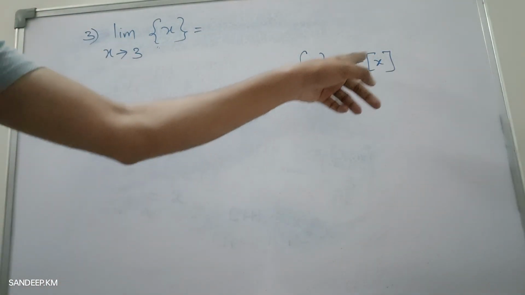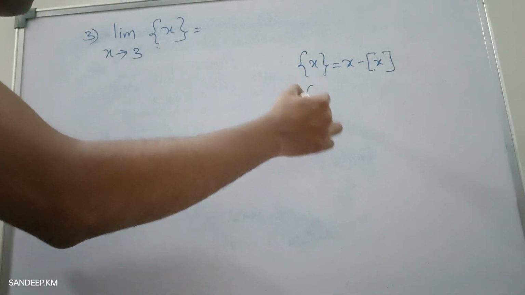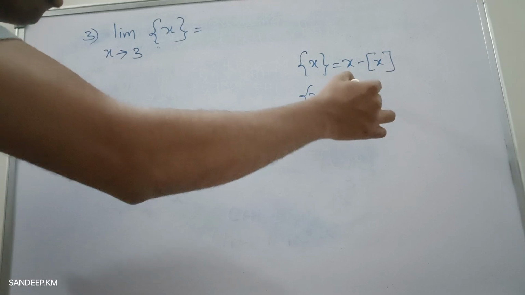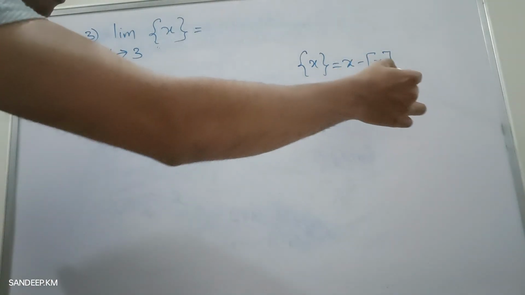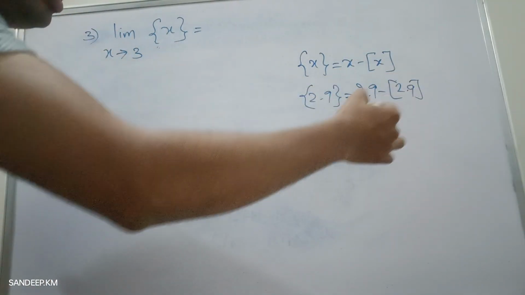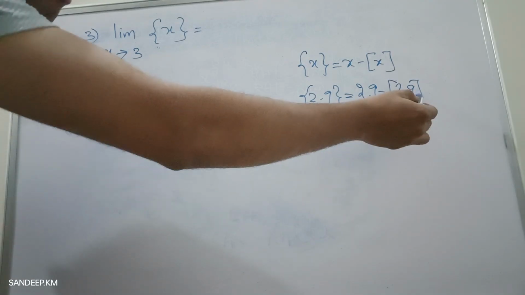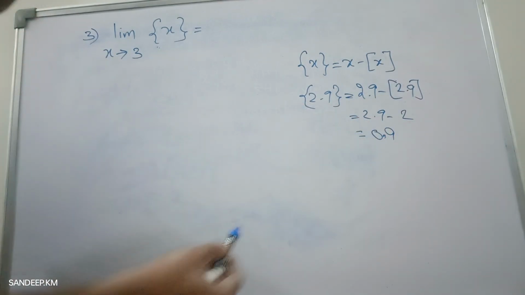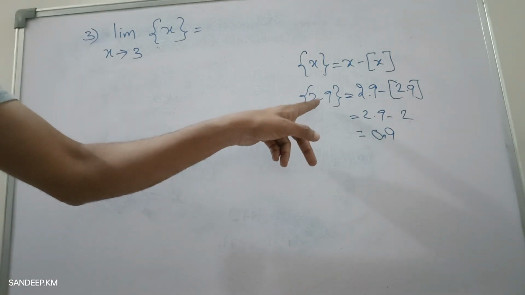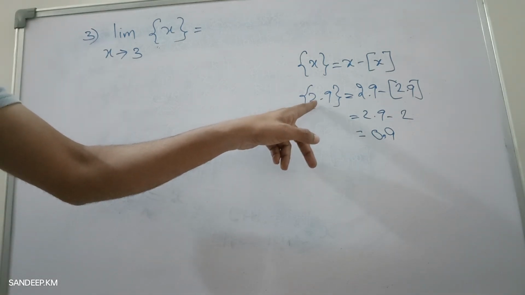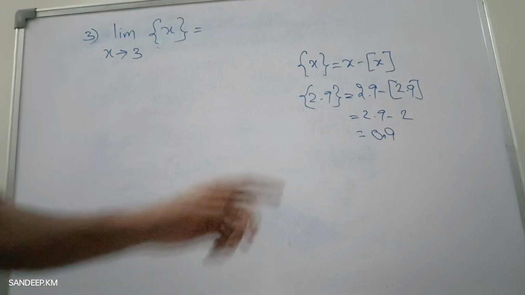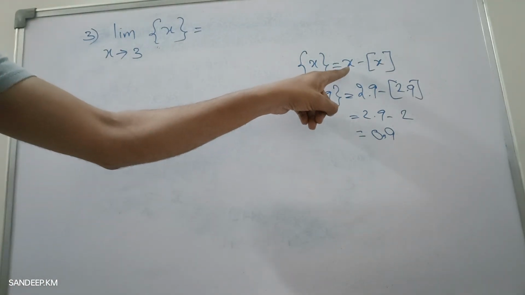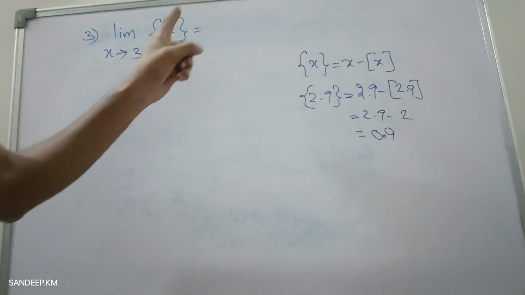It is equal to x minus step x. For example, if you want to know the fractional part of 2.9, the x value is 2.9 minus step of 2.9, which is 2. You'll get 2.9 minus 2, which is 0.9. Or directly, if it is a positive number, 2 is the integral part and 0.9 is the fractional part. So the fractional part of 2.9 is 0.9. So let us use the same definition while solving the problem.